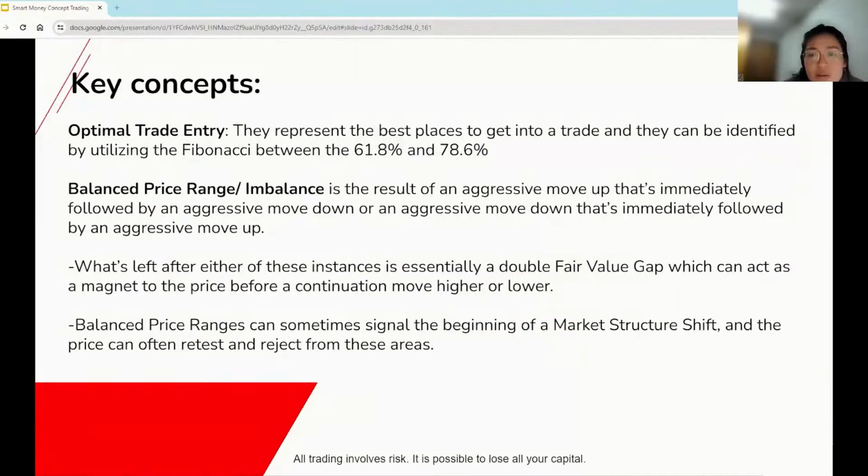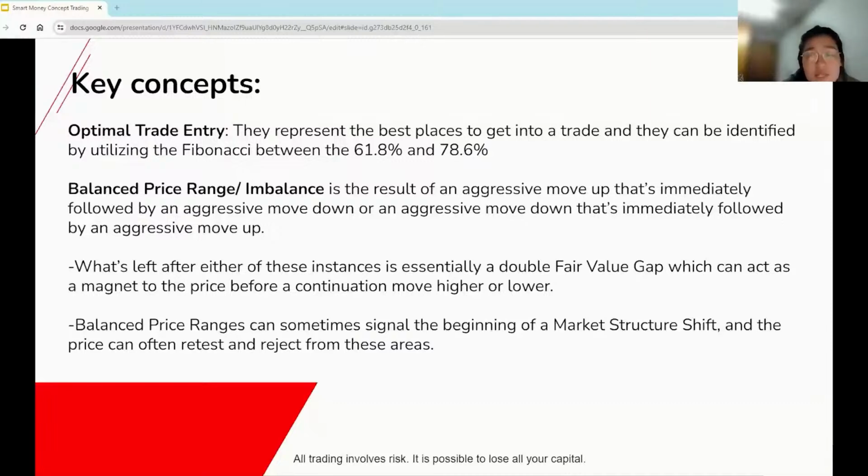Okay, so now let's go back to our SMC concepts. Okay, actually these are ICT concepts. We firstly have the optimal trade entry, which represents the best places to get into a trade. So according to ICT and SMC, the best places to get into a trade, or your entry levels, are utilizing the Fibonacci between 61.8 and 78.6. So I'll show you how to use your Fibonacci levels in a little bit in case you are unfamiliar.